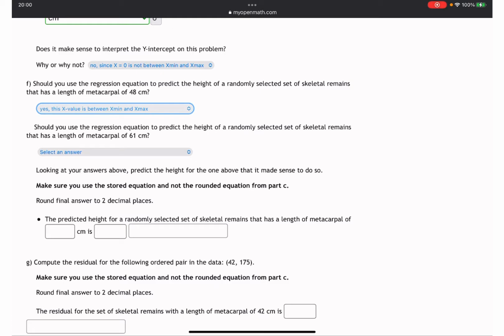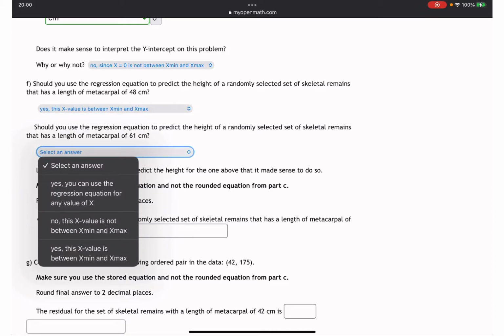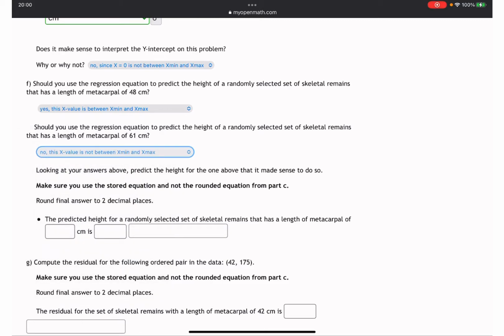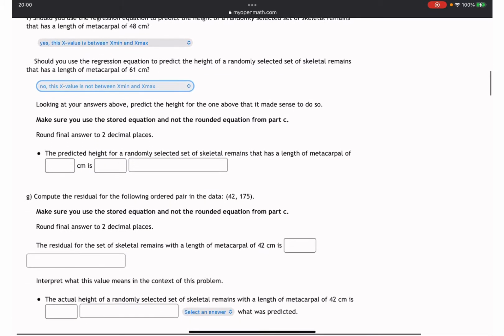Next question in part F. Should we use the regression equation to predict the height of a randomly selected set of skeletal remains that has a length of metacarpal of 61? No, because we don't have such value. This is not between x minimum, x maximum. Okay. Next. Looking at your answers above, predict the height for the one of the above that makes sense to do so. Okay, let's see what we are doing. Make sure you use the stored equation and not the rounded equation from part C.